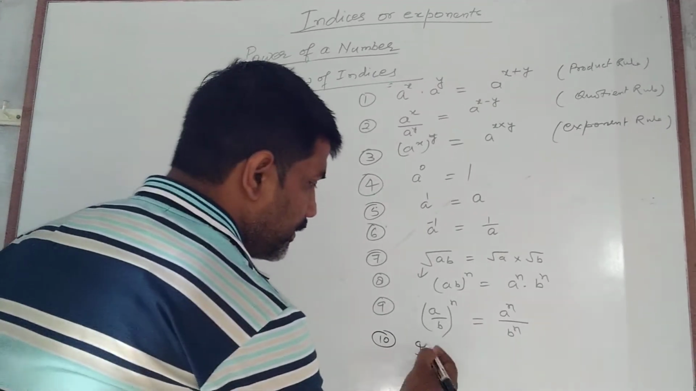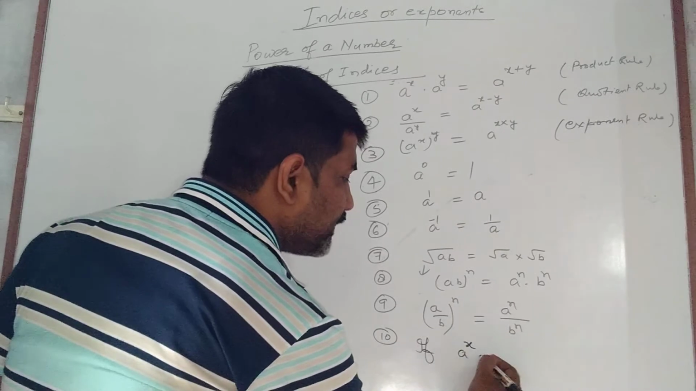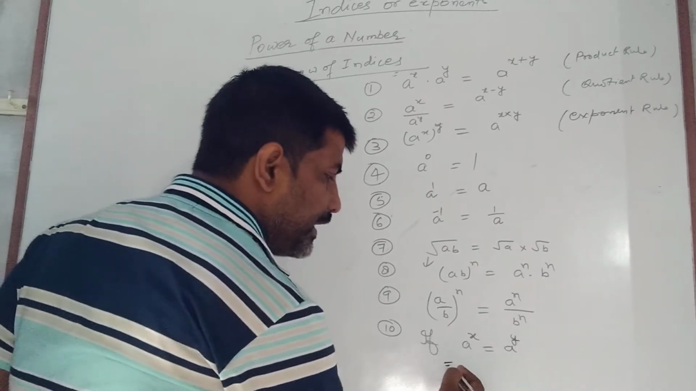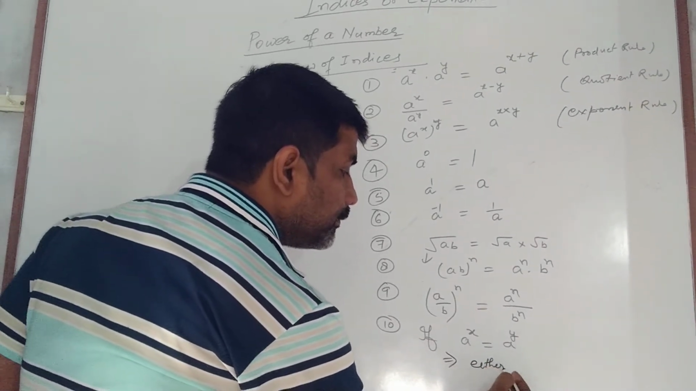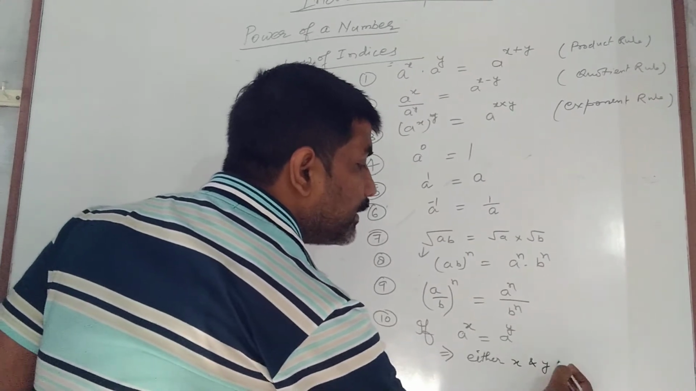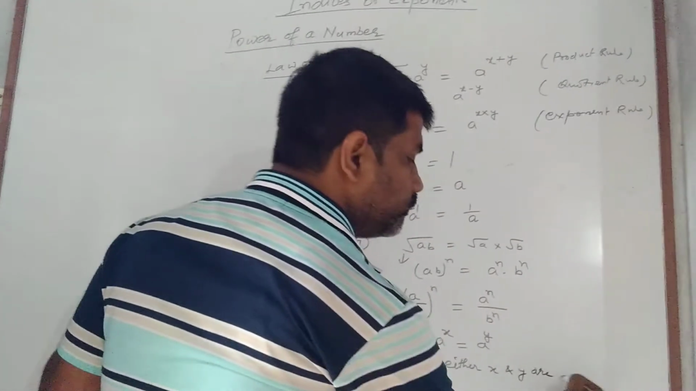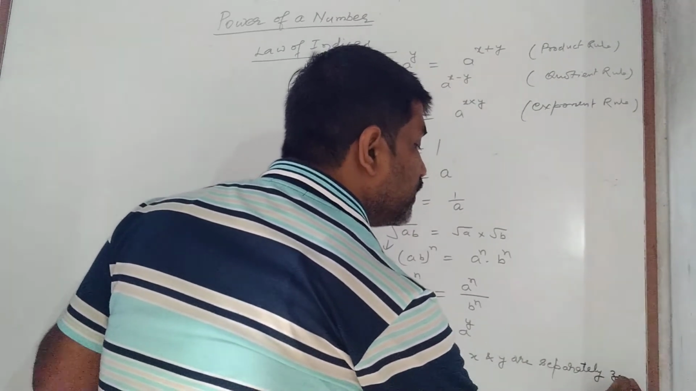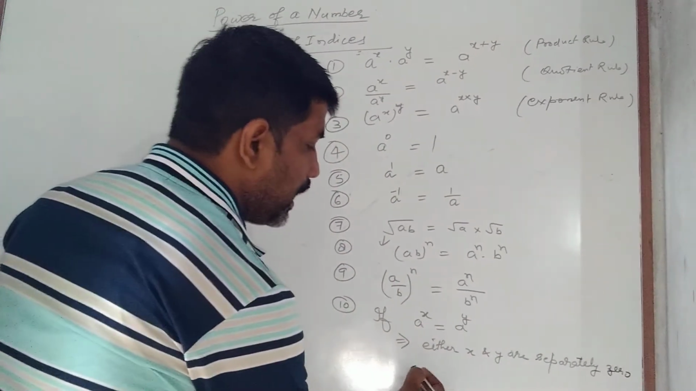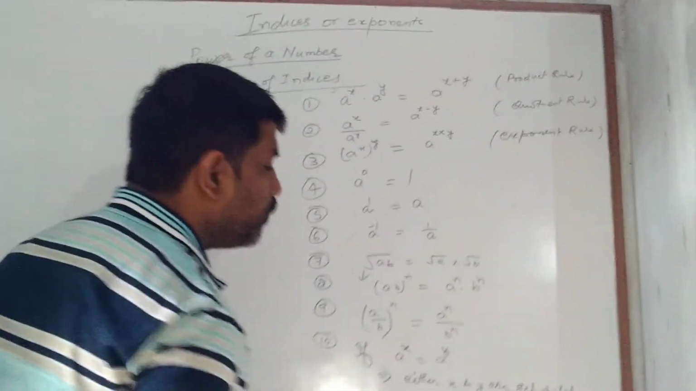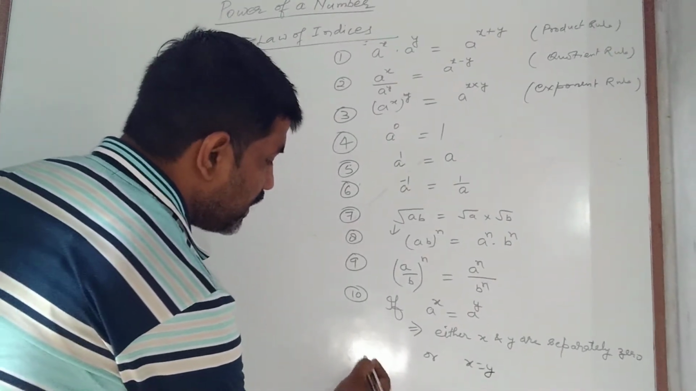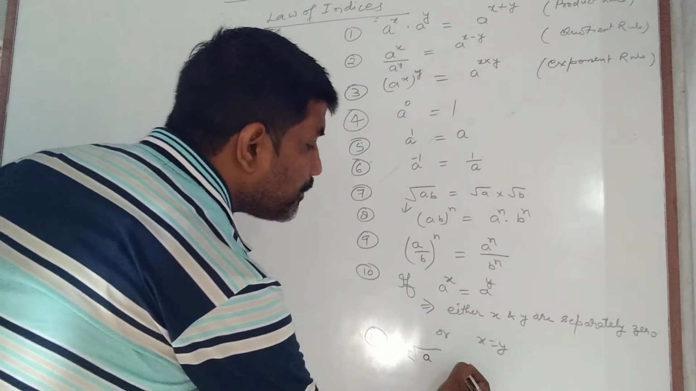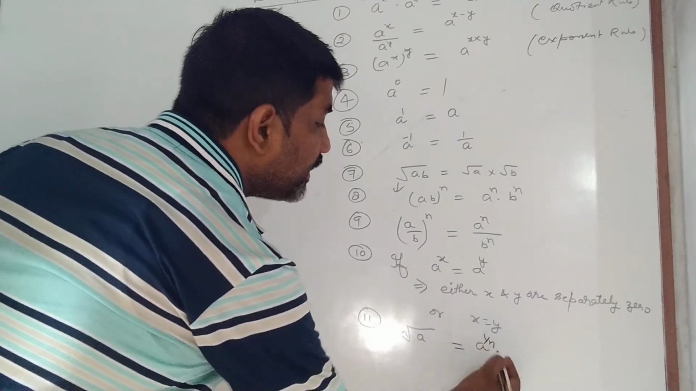The tenth one is, if a to the power x equals a to the power y, this implies either x and y are separately 0, or x is equal to y. If we write nth root of a, this becomes a to the power 1 by n.